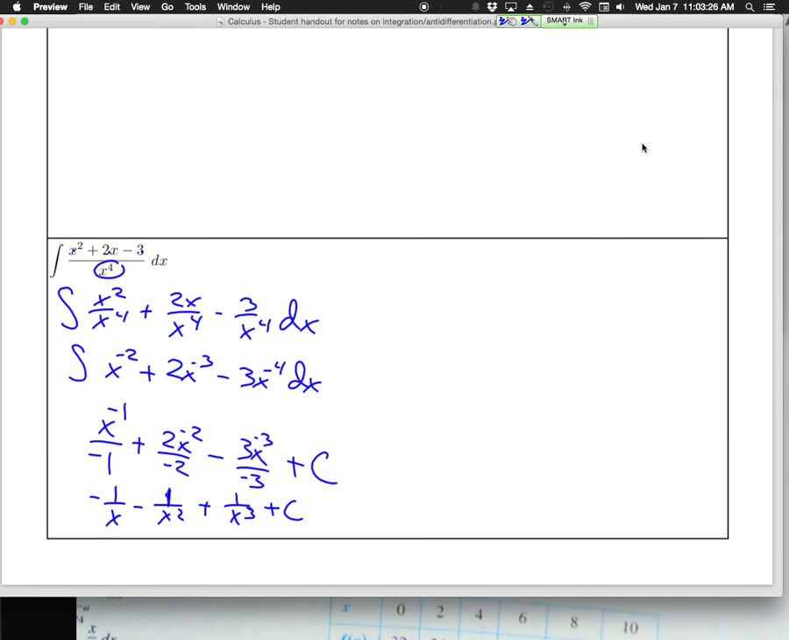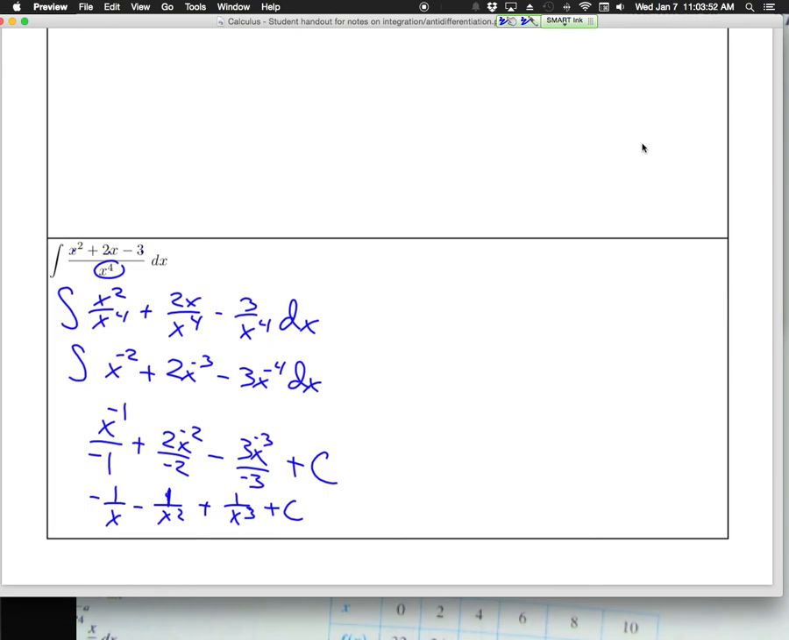If you leave the negative exponents, is that wrong? Technically, I guess not, but I don't want negative exponents, so you're going to move on. Like on a test, they will never give you multiple choice answers with negative exponents in them.